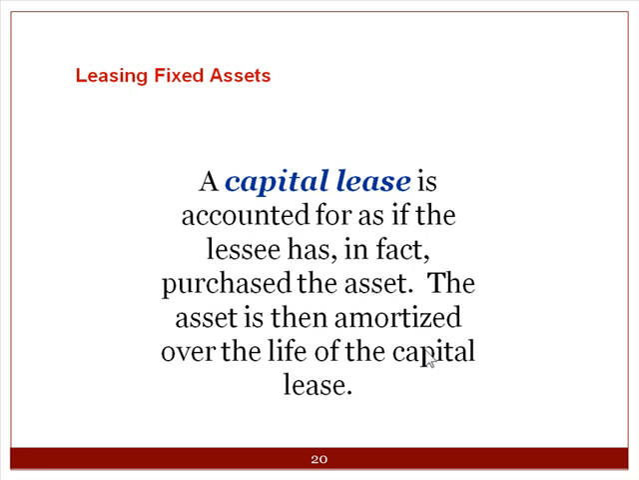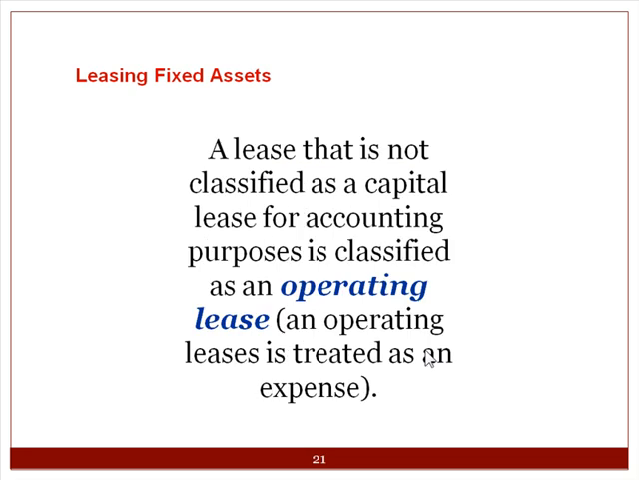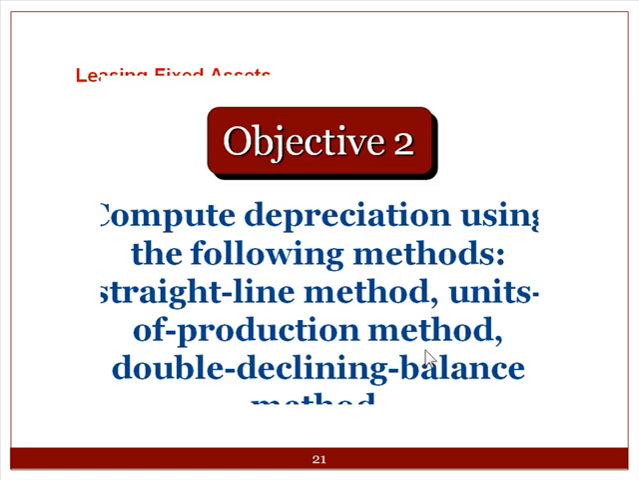A capital lease is accounted for as if the lessee has in fact purchased the asset. There's been a lot of accounting changes around capital leases over the years, and businesses were trying to operationalize capital leases and just expense them, and you can't do that. If it meets the criteria of a capital lease, you have to book the asset as an asset. A lease that is not classified as a capital lease for accounting purposes is classified as an operating lease. So then they would be expensed.